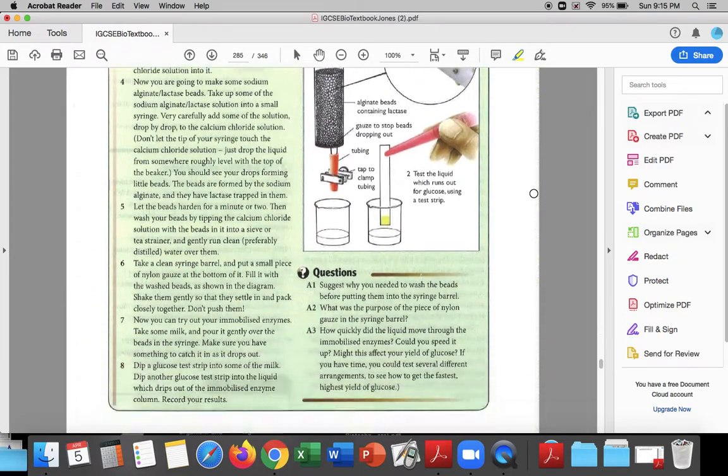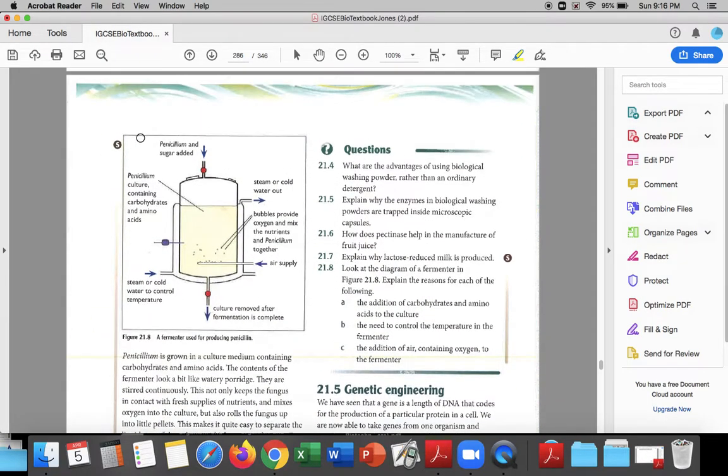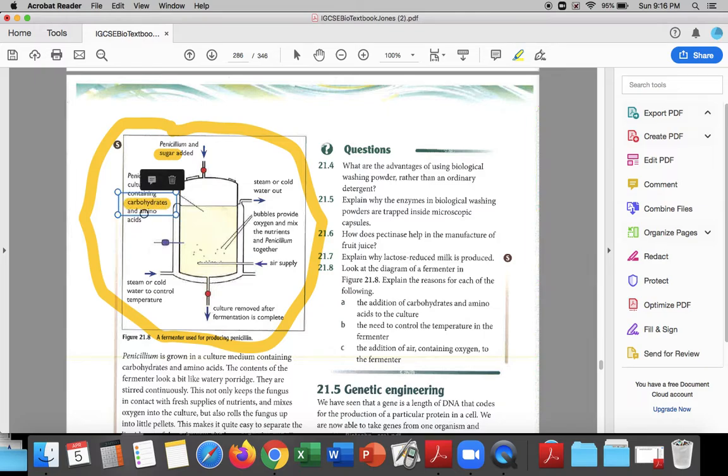Now, when we look at penicillin, this is how it is created. It's created in the fermentation process by using a fermenter, which is basically a device that holds a food source. Remember, sugar needs to be added because it is being created from a fungus, so think like a yeast. We're going to have those carbohydrates. Amino acids are also placed in there as a source of nitrates. There will also be oxygen provided, as well as steam or some sort of water to control temperature, which is very, very important.